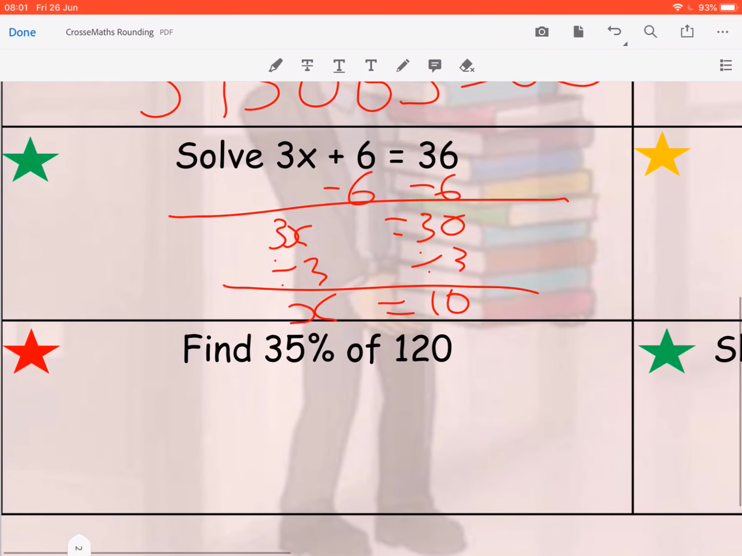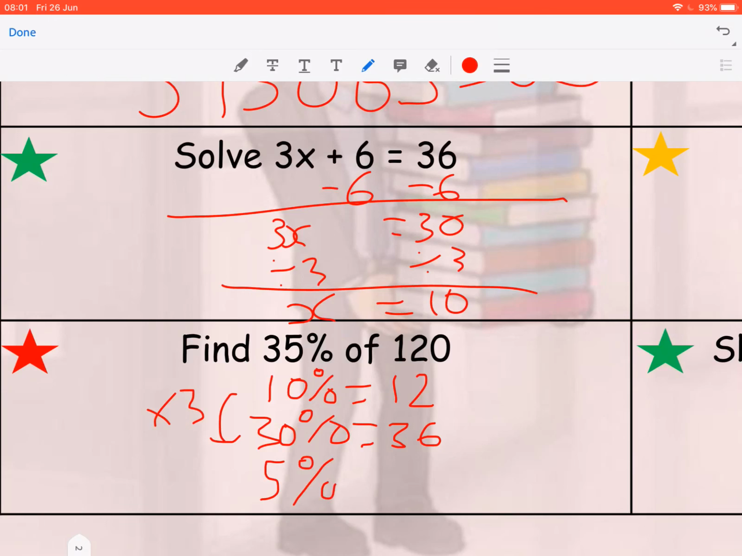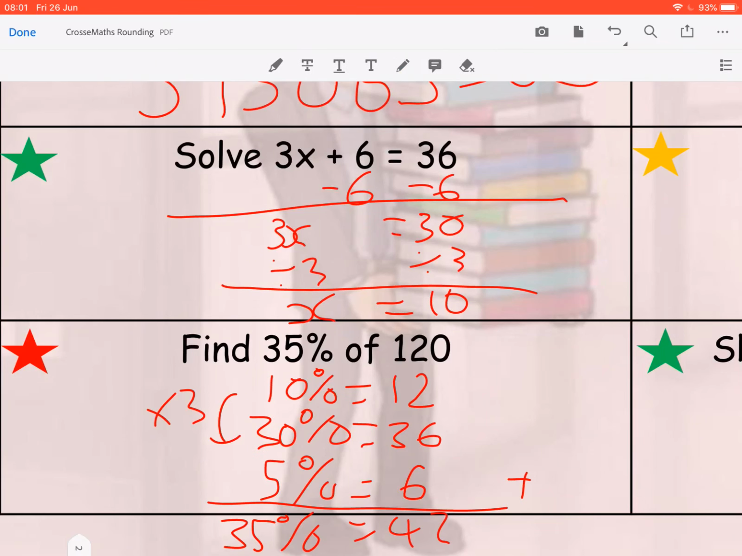Last three. Okay, 35% of 120. 10% is 12. 30% would be 3 times that much, so we times it by 3, which gives me 36. 5% is half of 10%, so if I half 10%, I get 6. If I add those together, you'll see I make up the 35% that I want. 36 plus 6 is 42. So 35% of 120 is 42.